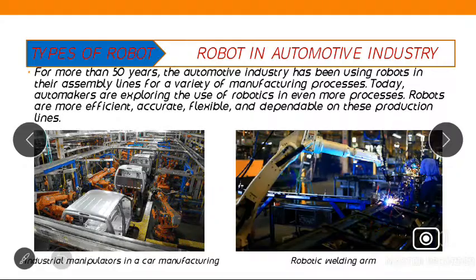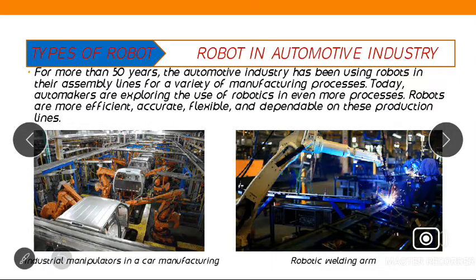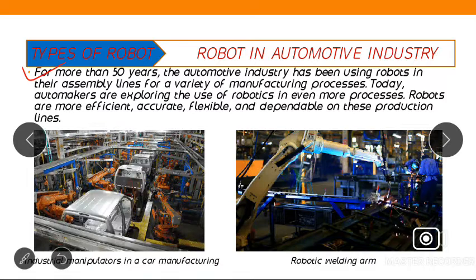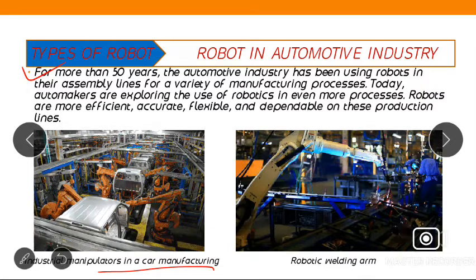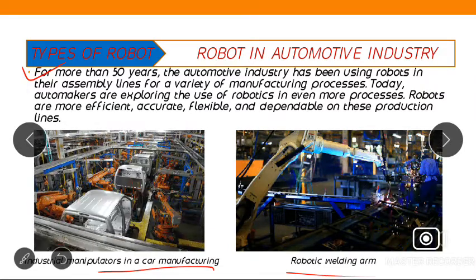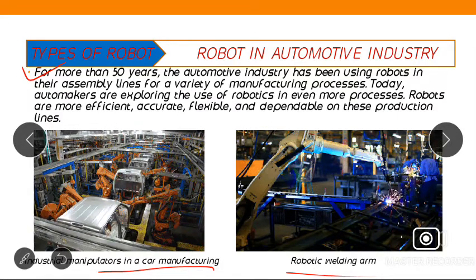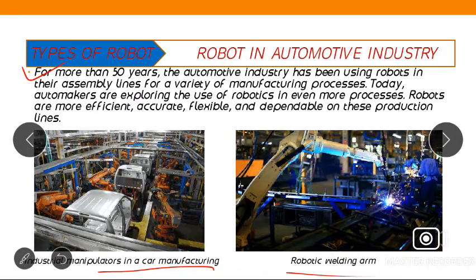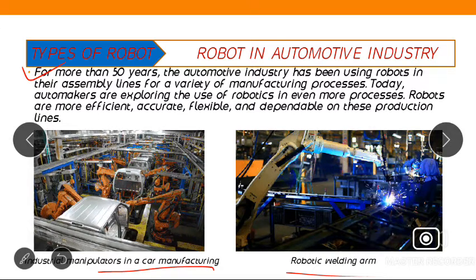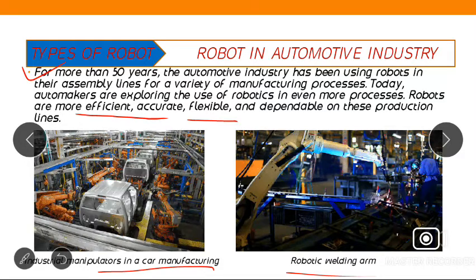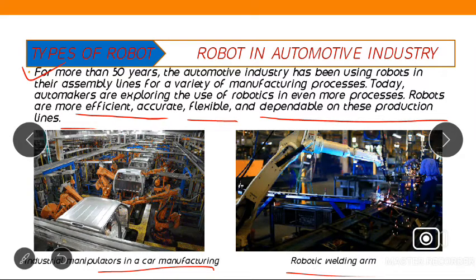Okay, next let's see the automotive industry, in which we have been using robots for the last 50 years. For assembly of products, or for painting automobiles, or for welding automobiles, we have been using them for the last 50 years. Many companies like Tesla or Honda have been using them from the very beginning, and nowadays most automobile industries are using robots, and they provide more efficiency, accuracy, and flexibility, and they are very useful in production lines. So this is why we are using robots in automobile industries.